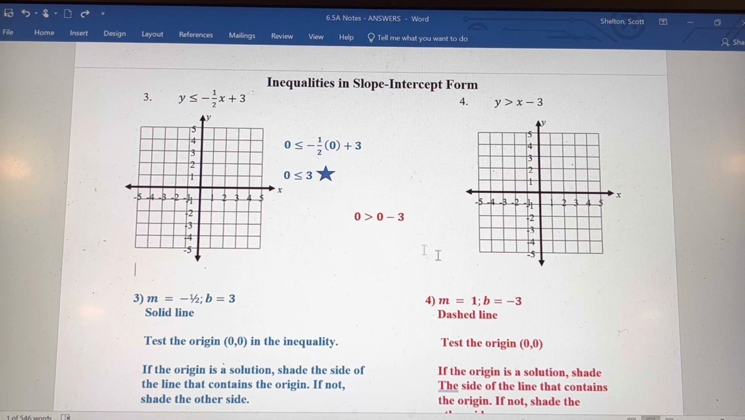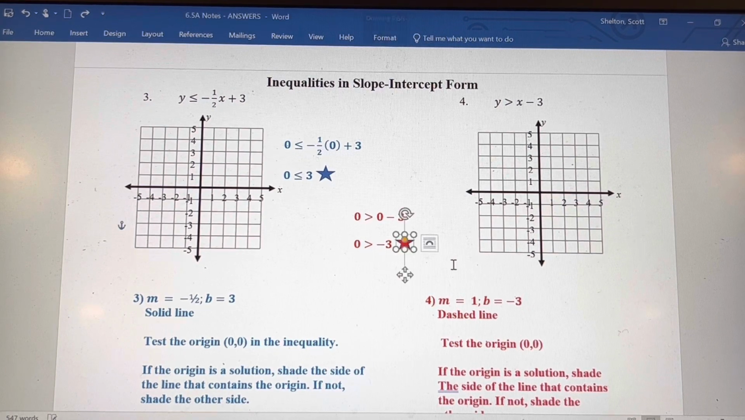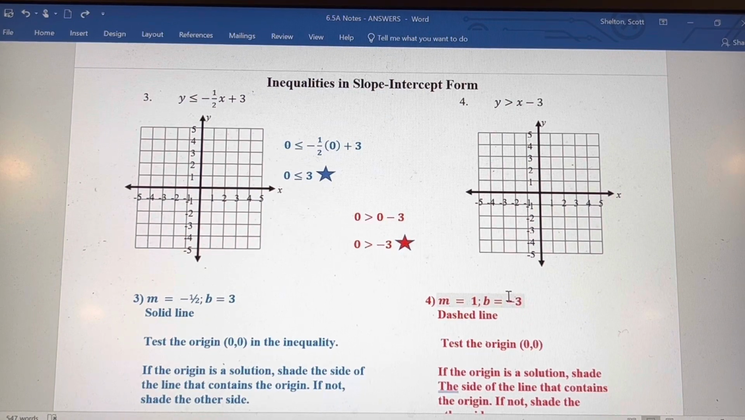And then I want to test the origin. So I'm going to plug in 0 for x and 0 for y. So I'm left with 0 is greater than -3. Is that a true statement? Yes, 0 is bigger than -3. So I'm going to shade on the side of the origin again.